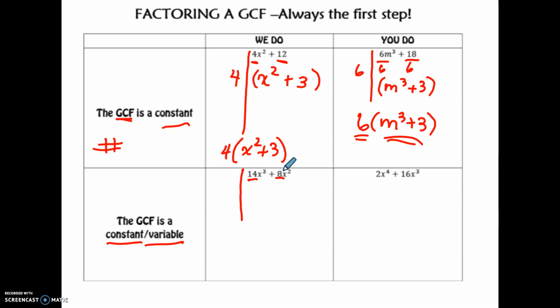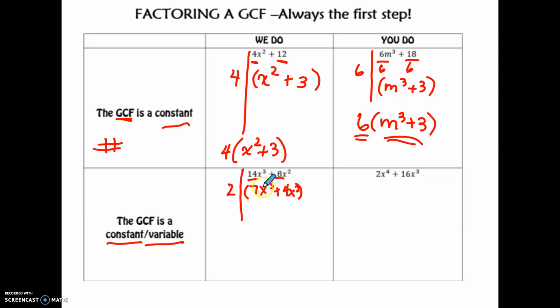Both of these numbers are divisible by 2. So I'm going to factor a 2 out. So when I do that, I get left with 7x to the third power plus 4x to the second power. But if you notice, I still have x's in both terms. If they share a common variable, you can take that variable out. The question is, how much can you take out?